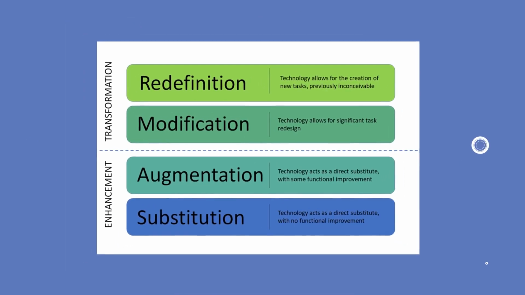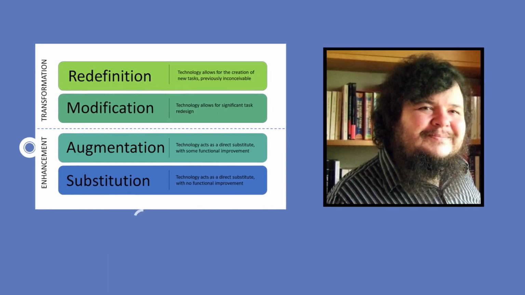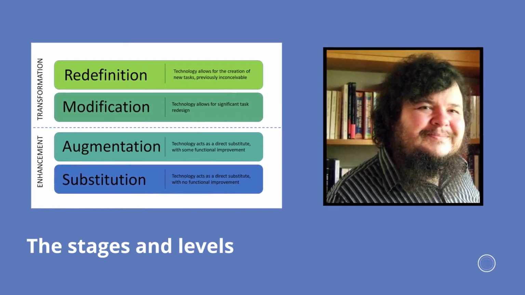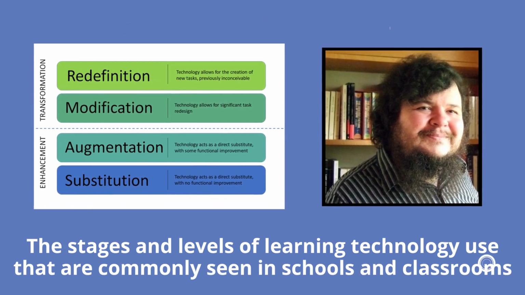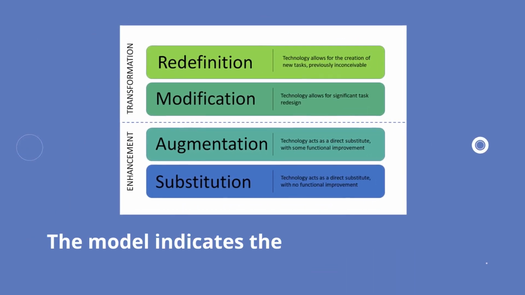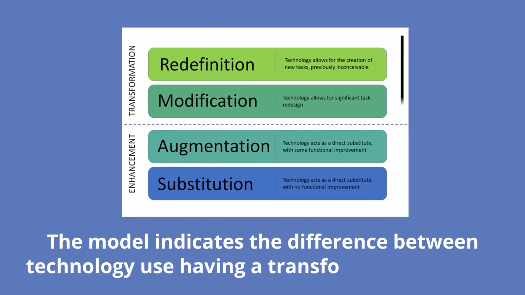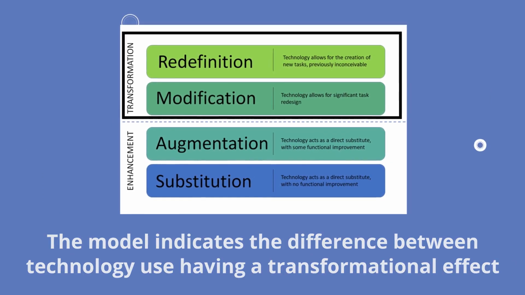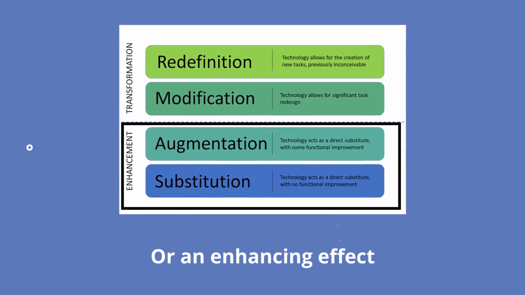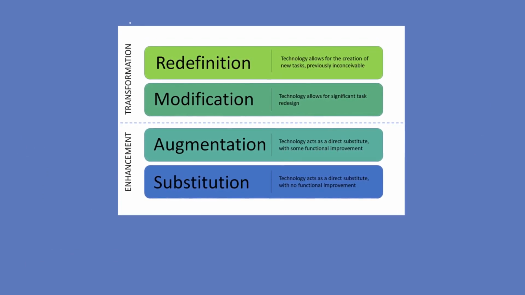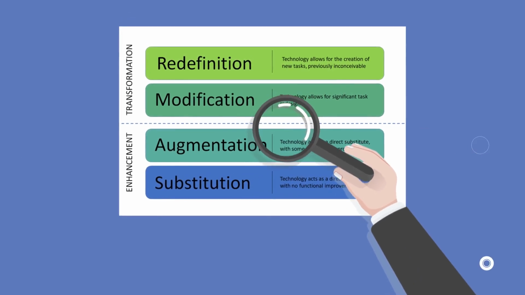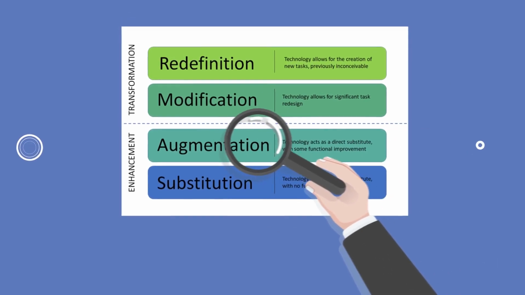The SAMR model, designed by Dr Ruben R Puentedura, describes the stages and levels of learning technology use that are commonly seen in schools and classrooms. The model indicates the difference between technology use having a transformational effect, above the dotted line, or an enhancing effect, below the dotted line, on learning. As we go through each of the four categories, you may recognize some of the practice you see fitting into this model. You may wish to make notes as you go.